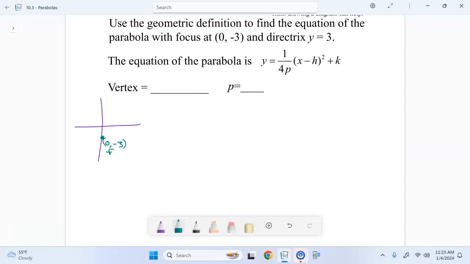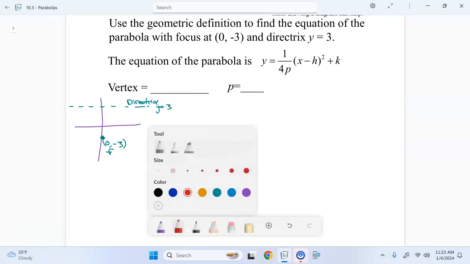All right. Directrix y equals 3. Is that going to be a vertical line or a horizontal line? Horizontal. Y equals 3. Is that above or below my focus? Above. Okay. It's going to be up here. All right. So there's the directrix at y equals 3.